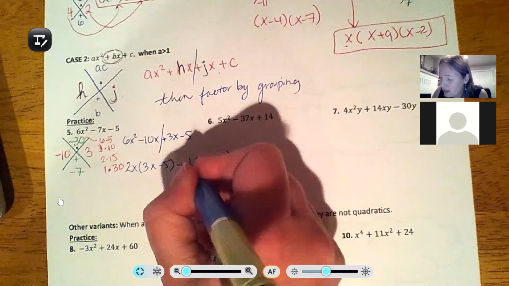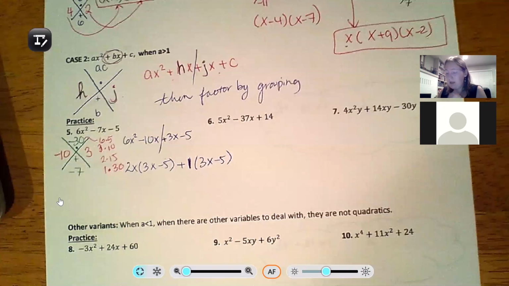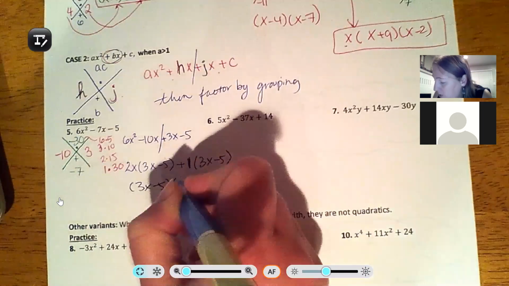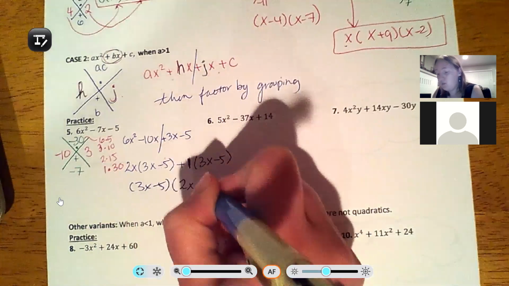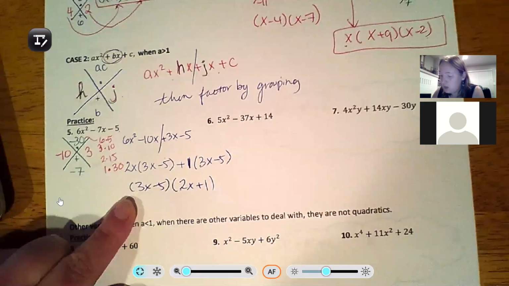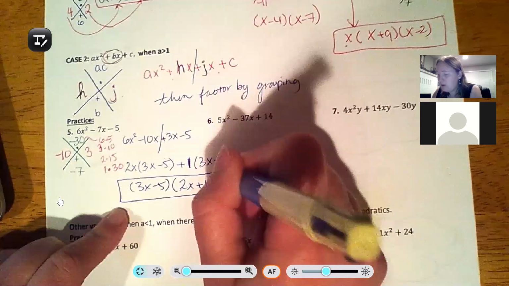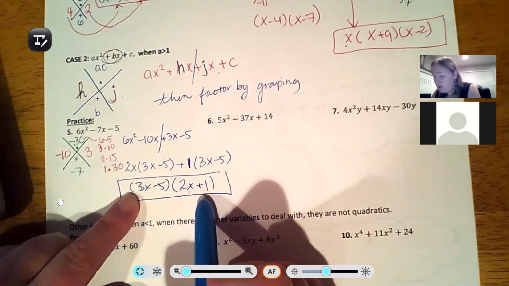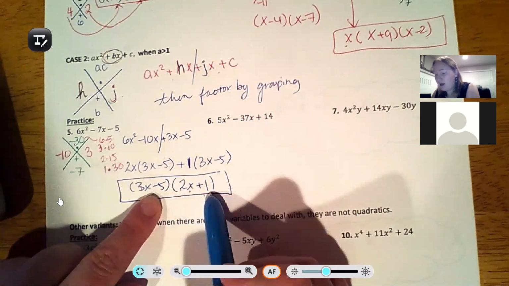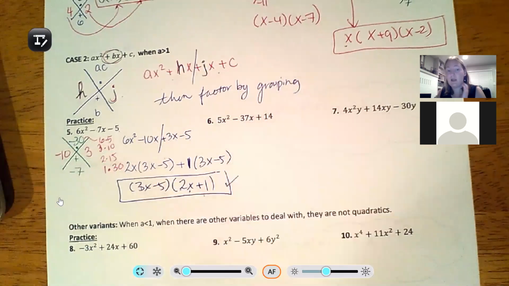And you do need to always have something, because when you pull out your common and then you pull out your leftovers, if you didn't have the +1, then it wouldn't get you back to this original expression. So there's your final answer. Again, there's that 6x squared, 3x minus 10x, that's -7x, and then minus 5. So you can always check your work by FOILing.